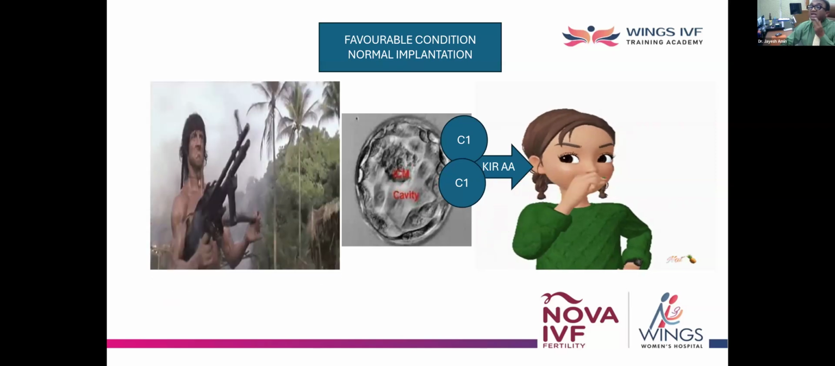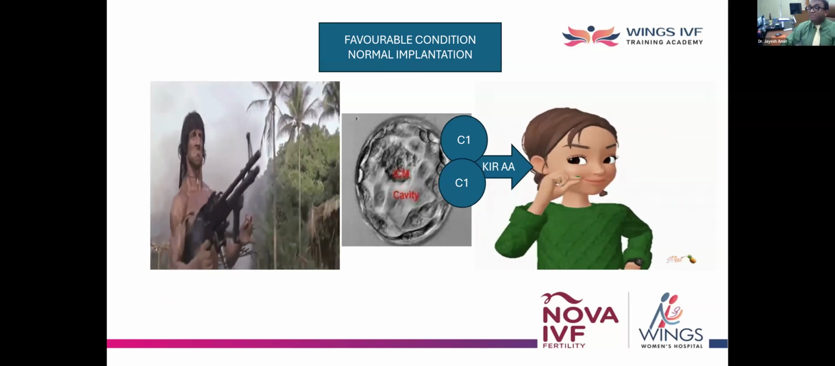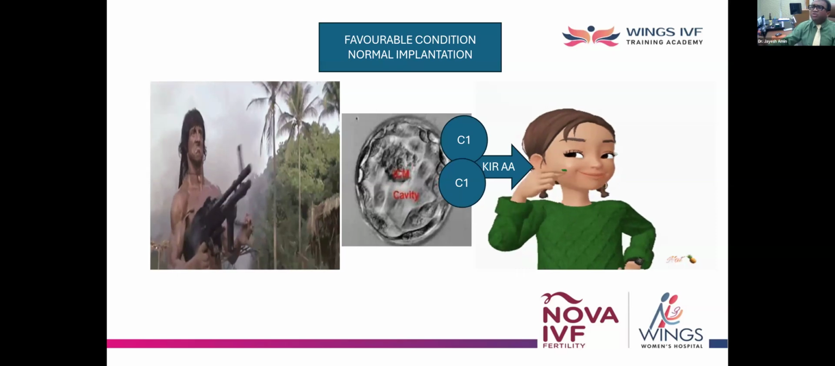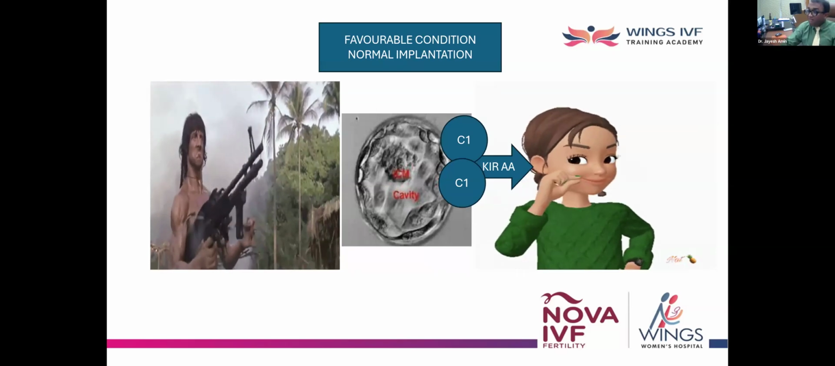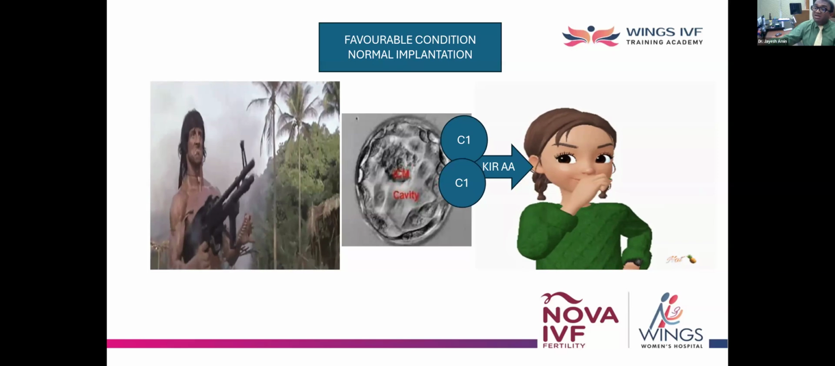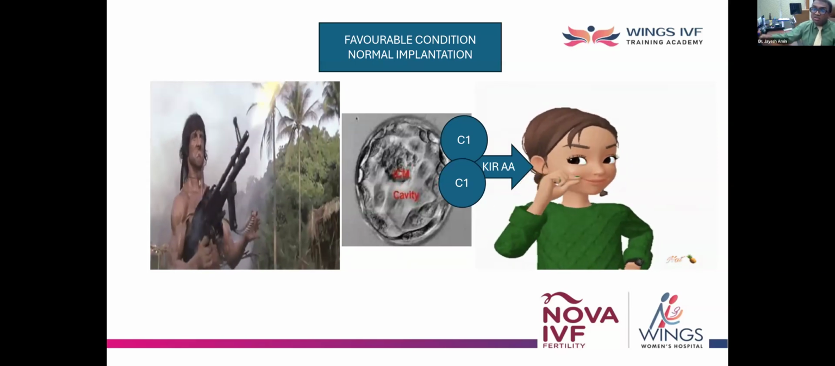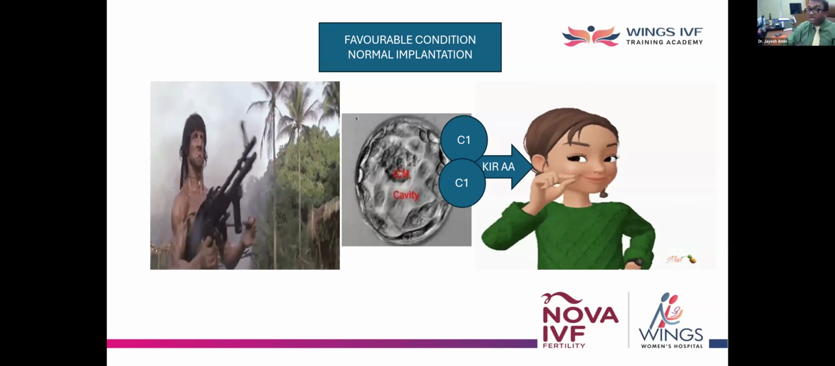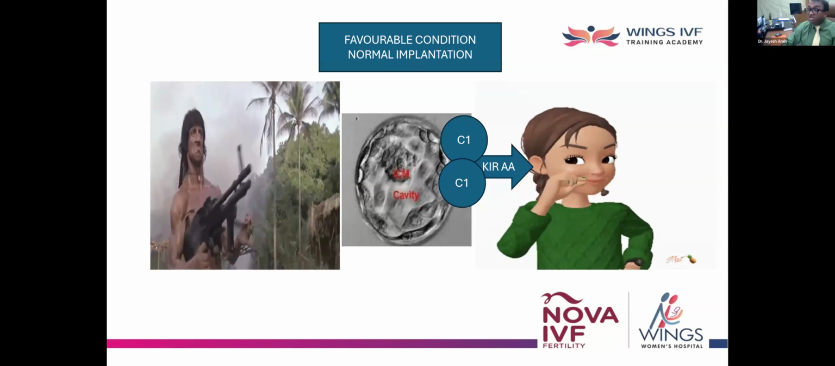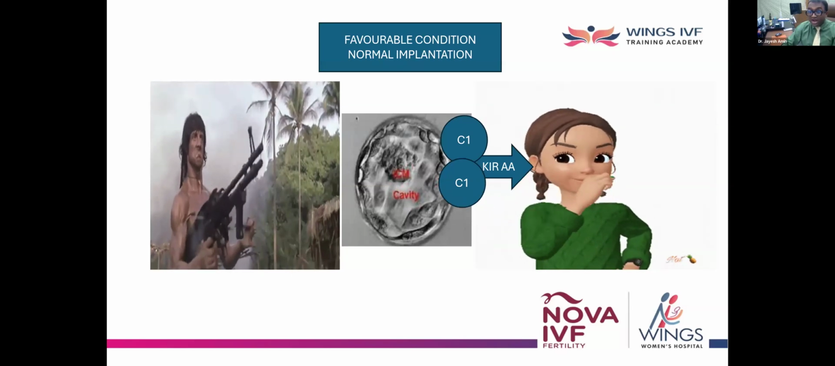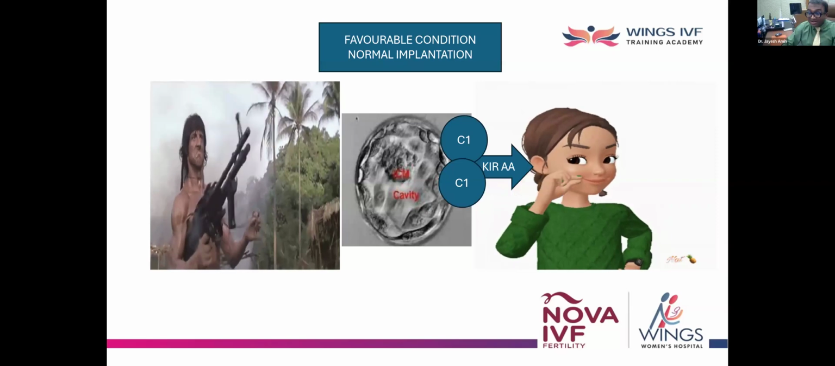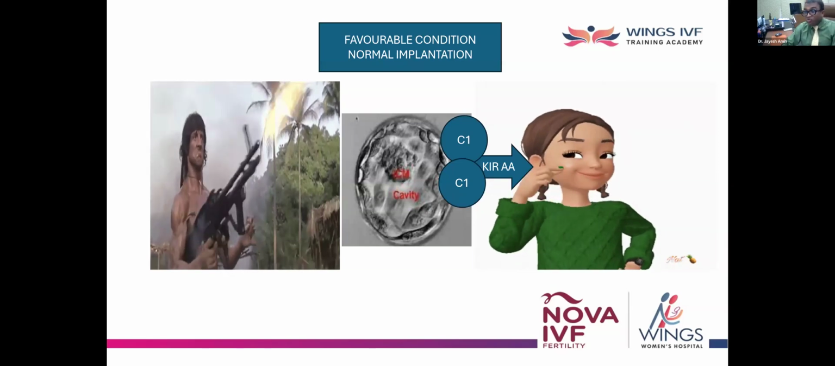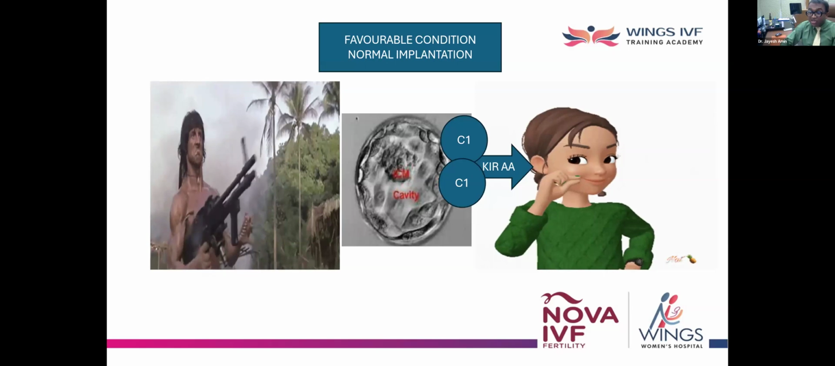So let me tell you the favorable condition for normal implantation. Now I am saying that KIR is so important. Even if you have a C1, but the maternal KIR is silencing, so KIR is AA, then that's great. Even if your embryo is activating, but your maternal immune system, which is the KIR receptor, is AA, and the embryo is C1, then it's a favorable condition.